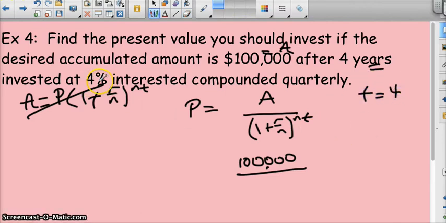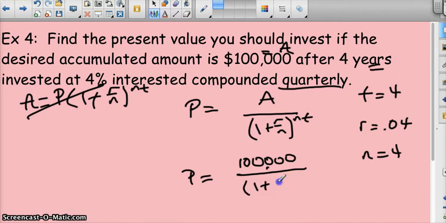Looking through the rest of it, it is 4%. 4% as a decimal is 0.04. And then we always just got to look for the compounding period. How many times is it compounded per year? It's compounded quarterly. Quarterly happens 4 times per year. So P equals, the A was 100,000 divided by 1 plus R over N. R is 0.04. And N in this case is 4. And that is all taken once again to the NT power, which is 4 times 4.